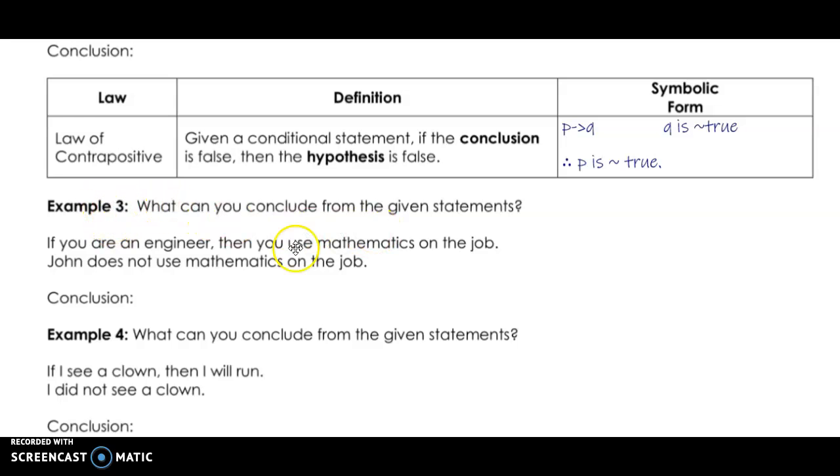So we can take a look at this example here. If you're an engineer, then you use mathematics on the job. John does not use mathematics on the job, meaning the second part of the statement is false. So therefore, we can conclude that John is not an engineer, meaning the first part of the statement is also not true. And again, we'll look at that more in class.